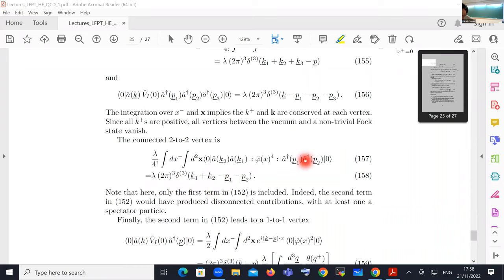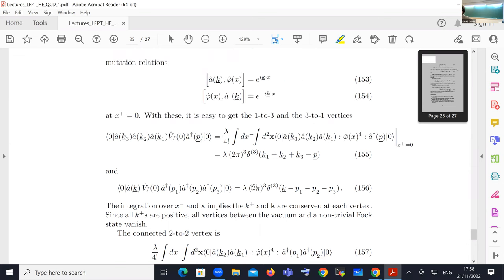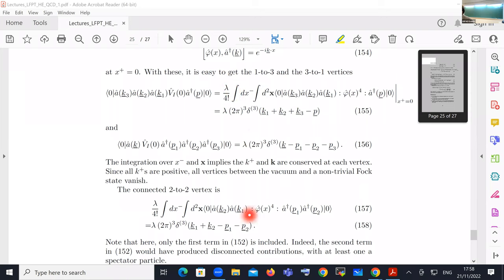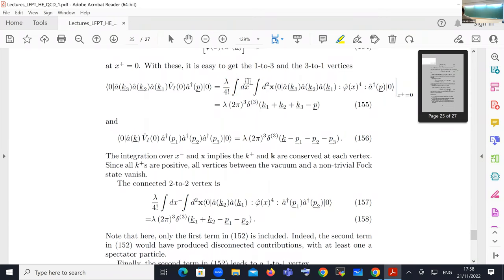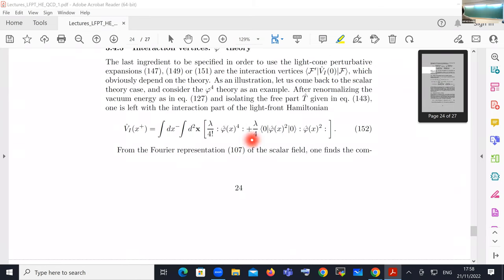With the appropriate sign that you could think of, since it's two incoming and two outgoing, so 2 plus and 2 minuses. So this is basically the whole content of these three vertices, 1-to-3, 3-to-1, and 2-to-2. That's basically the only content that you have from this part of the interaction Hamiltonian.